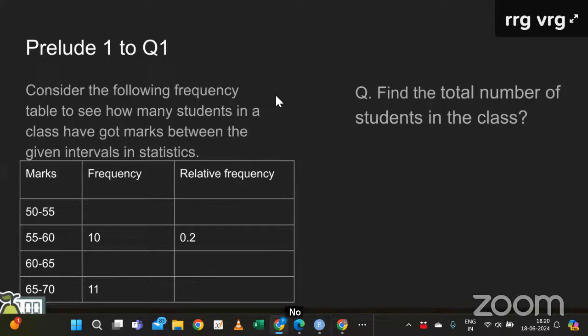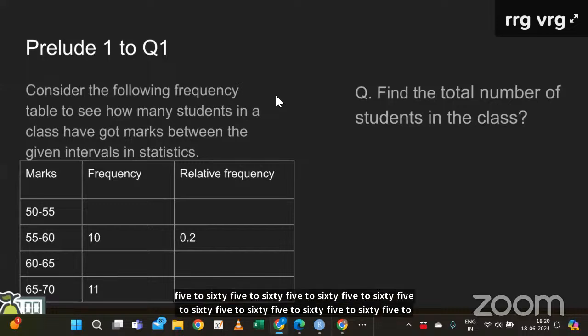So the first question is you have to consider this frequency table. We have to see how many students in a class have got marks between the given intervals in statistics. The intervals of marks are 50 to 55, 55 to 60, 60 to 65, 65 to 70. For some classes no frequency is given, and for 55 to 60, relative frequency is given. So the question is you have to find the total number of students in the class.